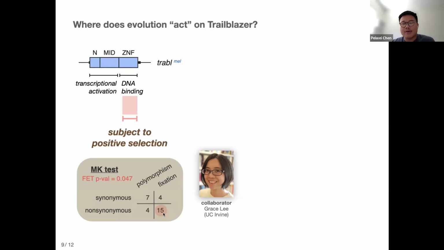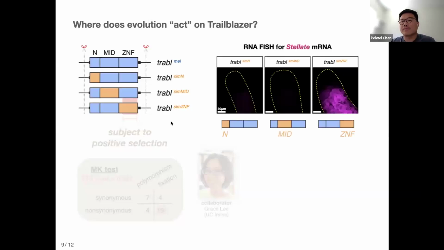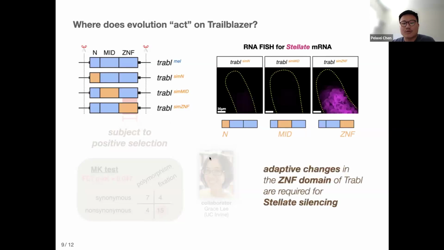In order to empirically interrogate the functional impacts of these evolutionary changes, we use CRISPR-Cas9 to replace each of the 3 domains of Trailblazer protein by orthologous sequences from Drosophila simulans. Excitingly, replacing just the DNA binding domain was both necessary and sufficient to disrupt stellate silencing, suggesting that critical evolutionary changes within the Trailblazer protein occur within the DNA binding domain.